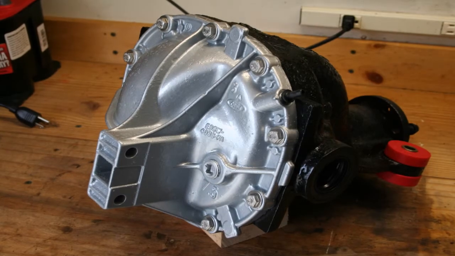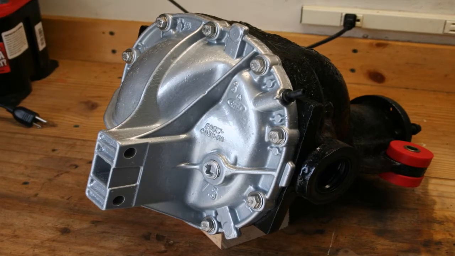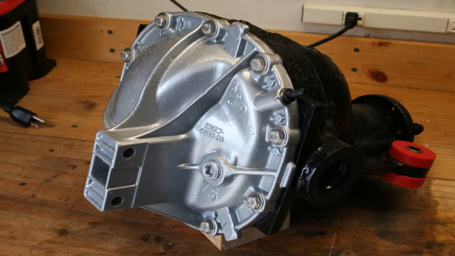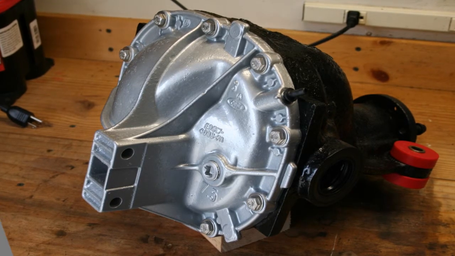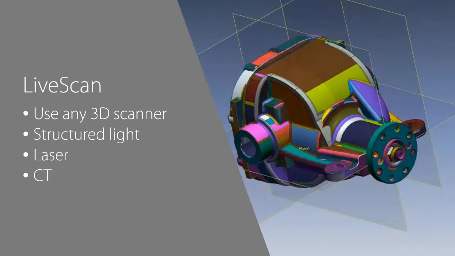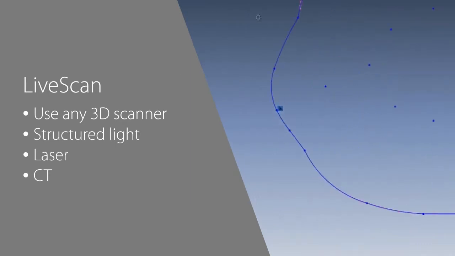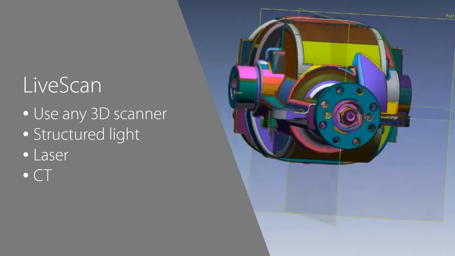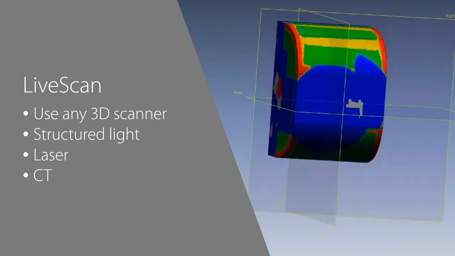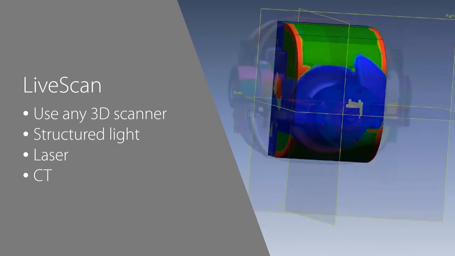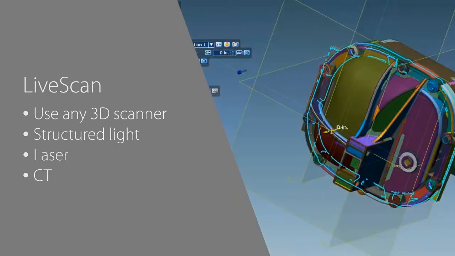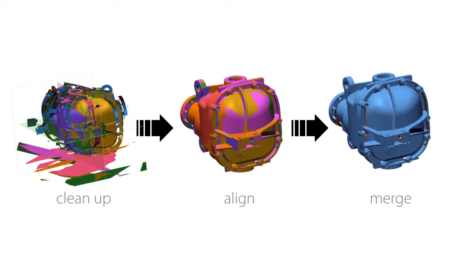We'll use DesignX to design a new housing for this differential. The original differential was 3D scanned directly into DesignX using the Live Scan feature. 3D Systems has partnered with many 3D scanner makers so that you can scan directly into DesignX. You can also import point cloud and mesh data from any 3D scanner, including structured light, laser, and even CT scanners. Our legendary mesh editing tools are built in, enabling us to clean up, align, and merge the scans into a single object with ease.